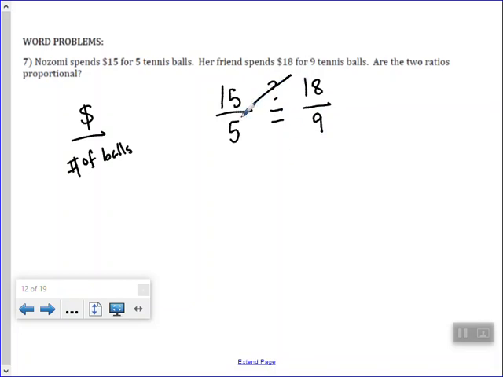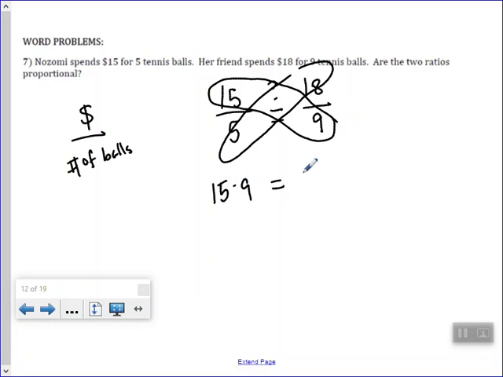So let's calculate the proportion. We're going to do cross multiplication. 15 times 9, is it equal to 5 times 18? 15 times 9, if you put it in the calculator, will give you 135. And then 5 times 18 will give you 90. So they are not equal, they are not proportional. So it's no.